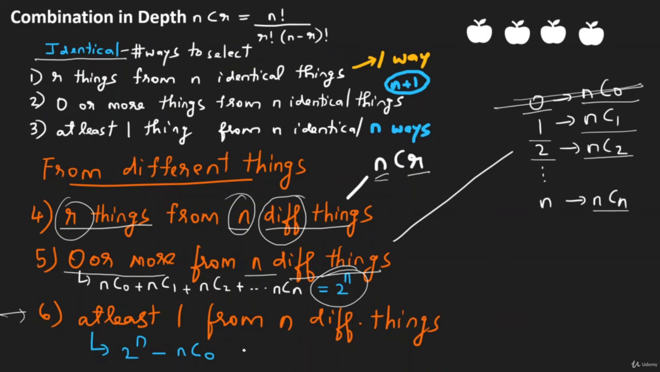And NC0 is equal to 1, right? It's the number of ways in which 0 items can be selected from n items. That's logically 1. Or do it with the formula: NC0 is n factorial divided by 0 factorial into n minus 0 factorial, which is n factorial itself. So n factorial and n factorial get cancelled out, and 0 factorial is equal to 1. Therefore NC0 is equal to 1. So this becomes 2 to the power n minus 1.